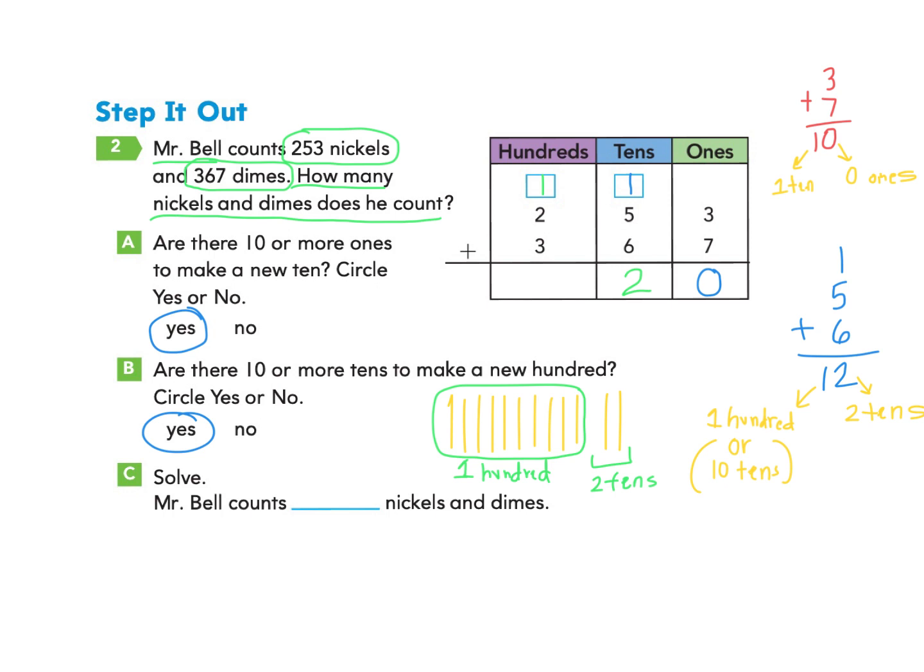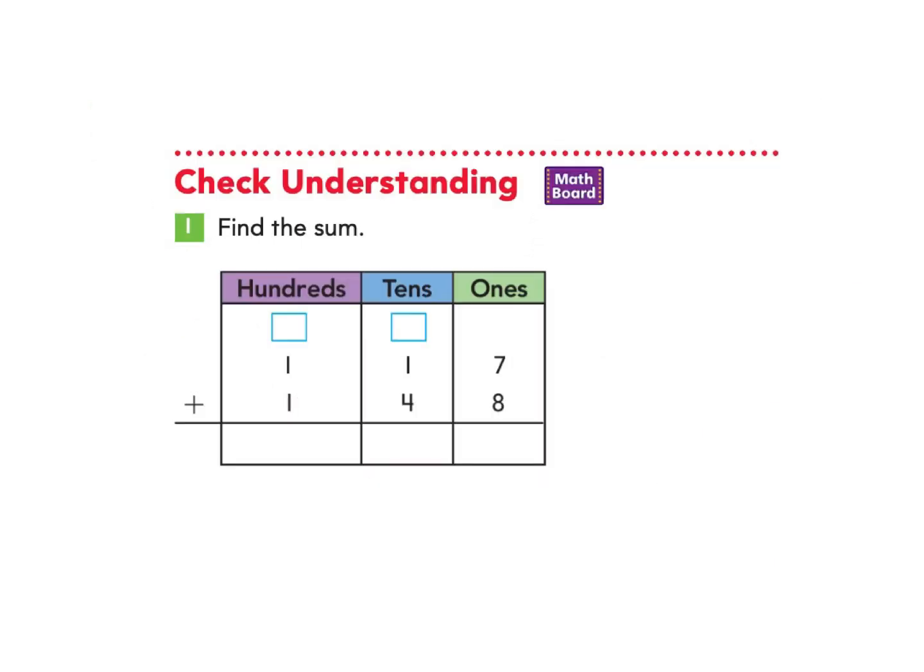Now let's finish the rest of this problem by adding the hundreds column. 1 plus 2 plus 3. When we add 1 plus 2 plus 3, we get the answer of 6. And we can write that here in the hundreds column. So we have solved this equation. We have 6 hundreds, 2 tens, and 0 ones. And our word problem had asked us, how many nickels and dimes does he count? Mr. Bell counts 620 nickels and dimes. Nice work.